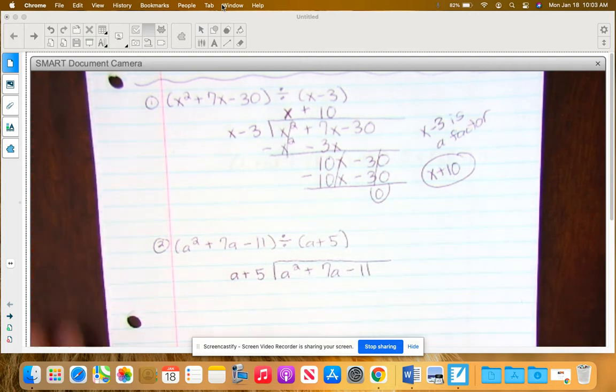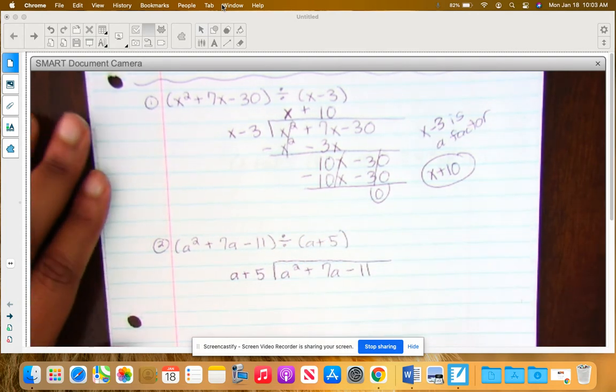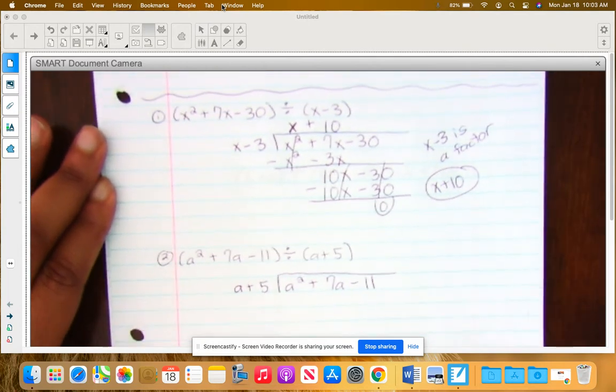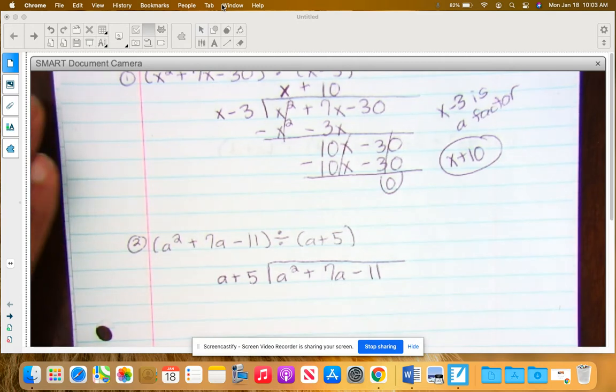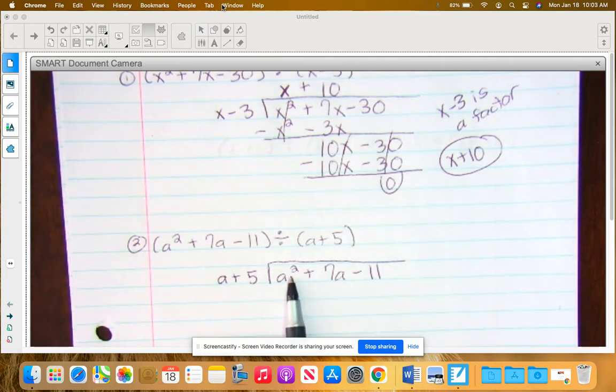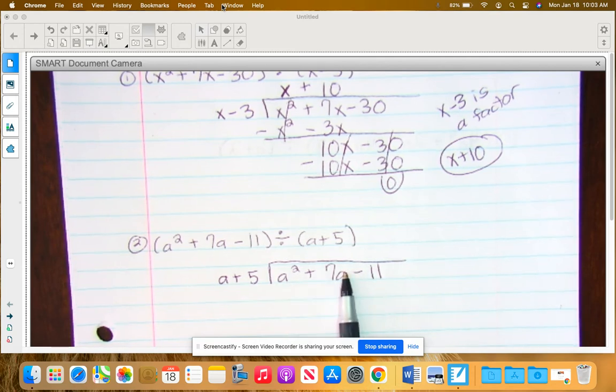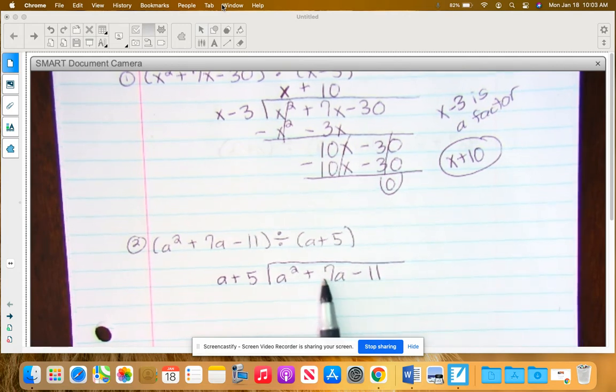Now, when you set this up, you want to make sure there's a number for everything. So you want to make sure it goes from the biggest exponent all the way down to the smallest one. So a squared, a to the first power, and then my number. So say it jumped from a squared to the number, then I would need to put a placeholder here.